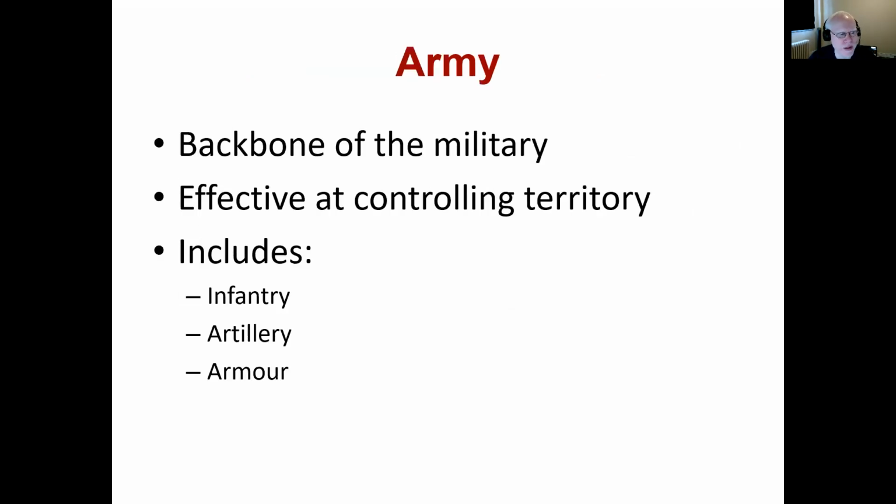So the Army is the backbone of the military, right? Navies and air forces are very important, but in most militaries, the Army is the backbone. So largest in size and largest mission.